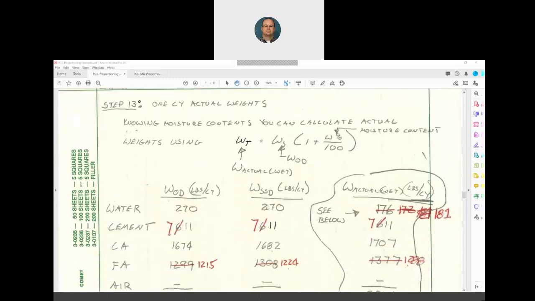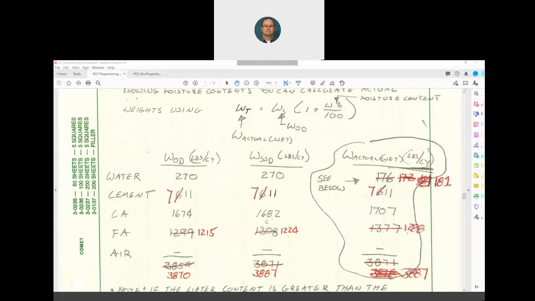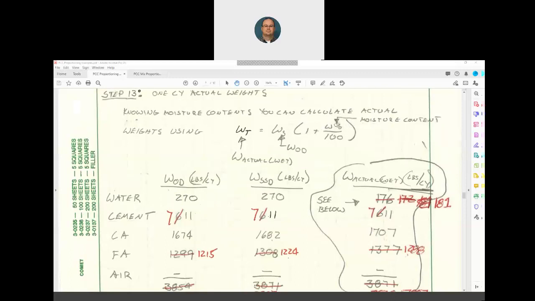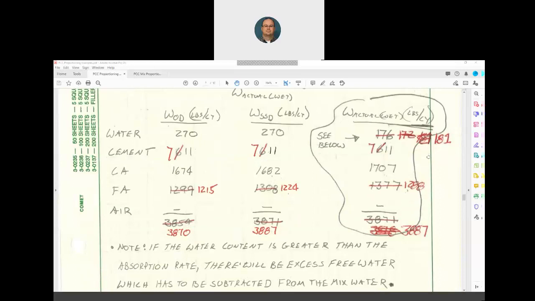We know our oven dry weights have not changed. Our SSD weights have not changed, right? We use our absorption water contents. Instead of using absorption water content, we're going to use the actual water content, which I give you in the problem. Now, look what happened right here: 181 pounds per cubic foot.